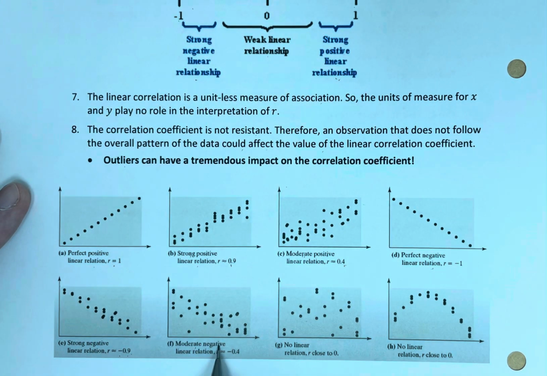Here's a moderate negative relationship. As the explanatory variable increases, the response variable decreases. You can kind of see there's a linear relationship going down, but it's not overly strong. They're calling it moderate. The negative tells us the direction, down from left to right. The 0.4 tells us the strength, not overly strong.